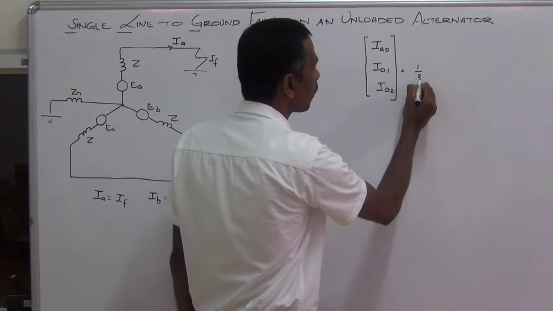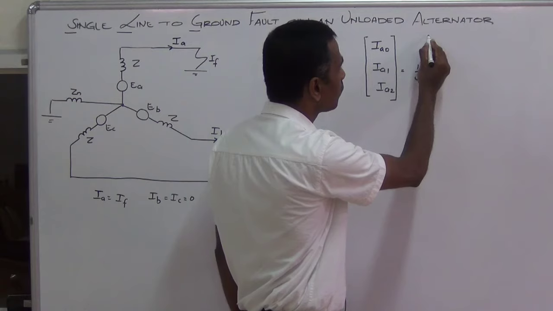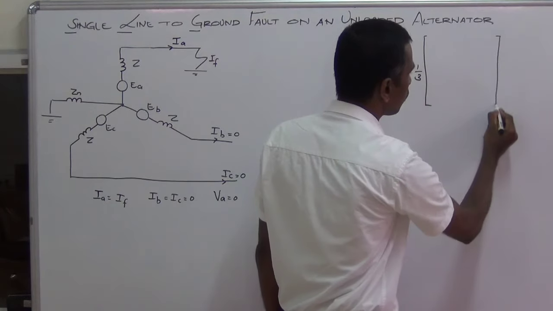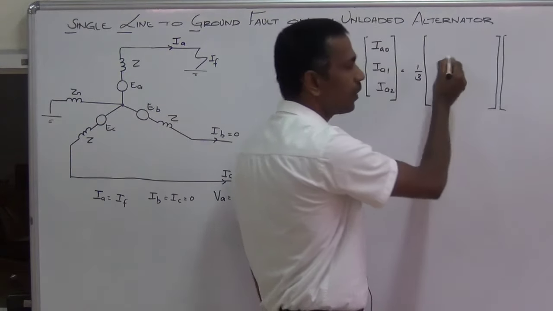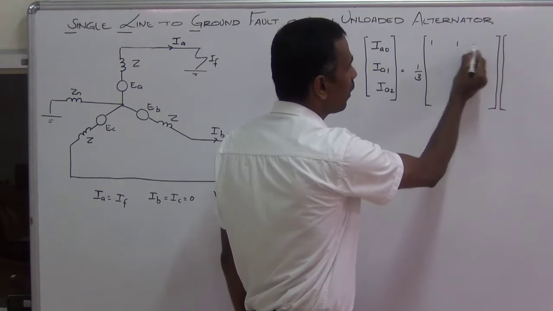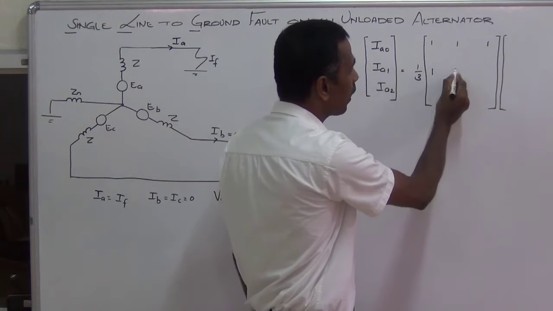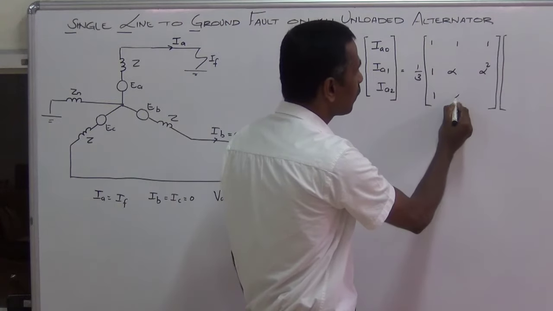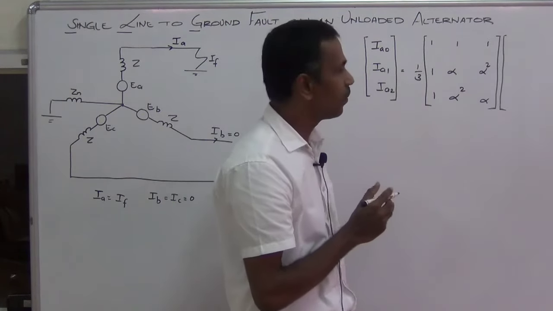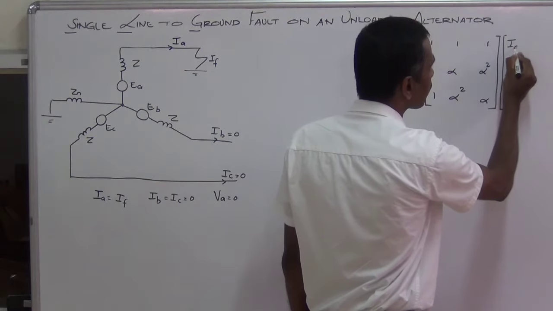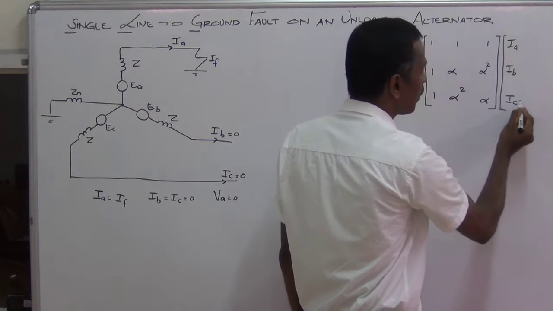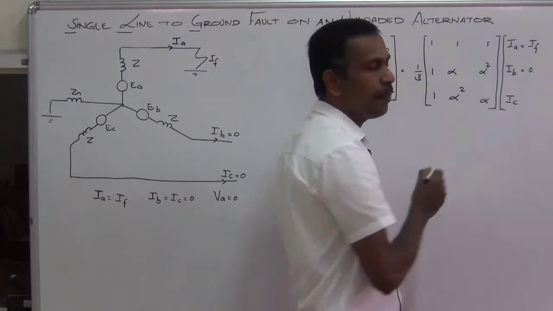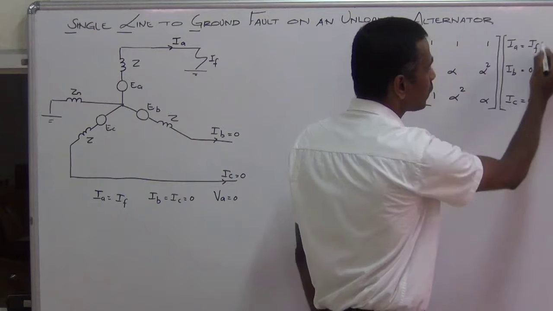So this is equal to 1 by 3 into the transformation matrix, 1, 1, 1, 1, alpha square, alpha, 1, alpha, alpha square, multiplied by the phase currents IA, IB and IC. Here IA equals the fault current IF and IB equals 0, IC is also equal to 0.